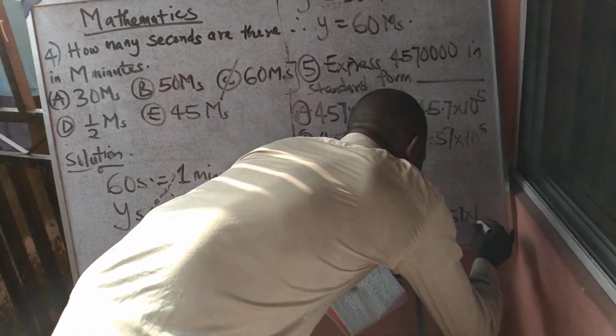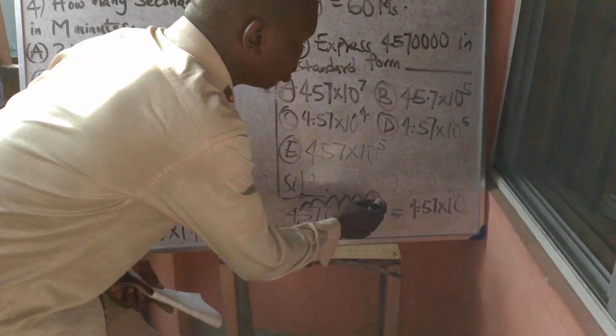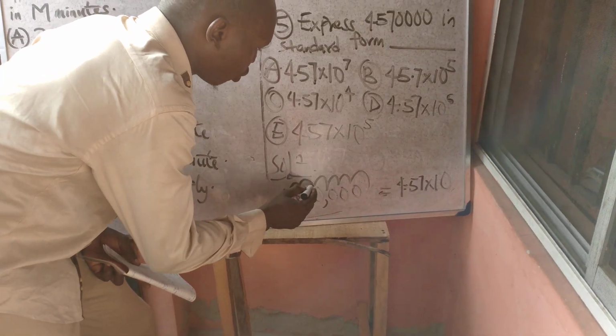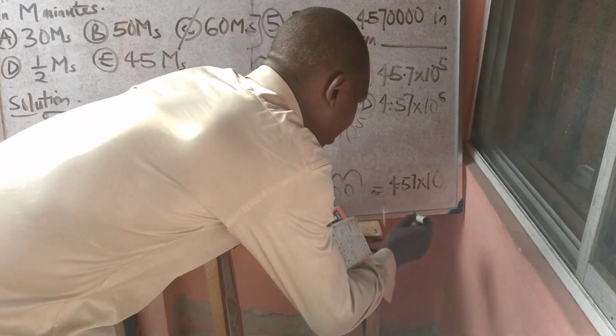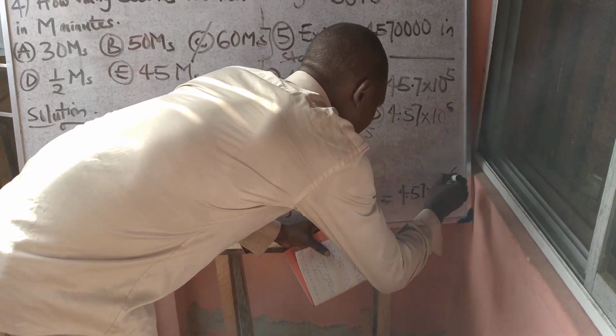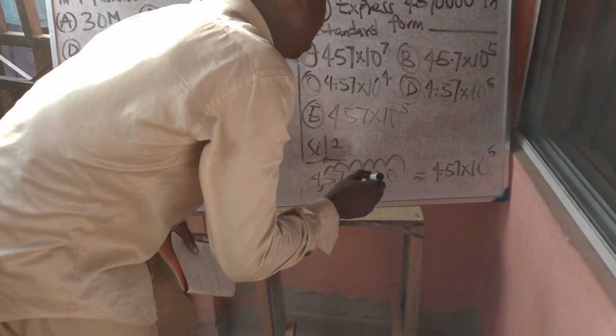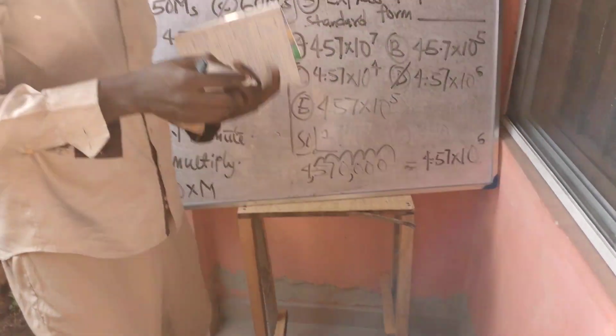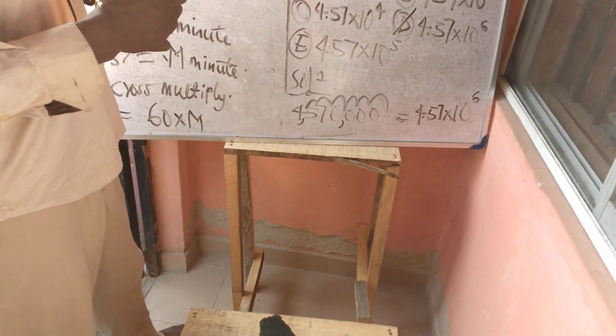So this then becomes equal to 4.57 times 10 raised to the power. How many times did we move? We moved 1, 2, 3, 4, 5, 6. Times 10 raised to the power 6. 4.57 times 10 raised to the power 6. The answer is option D, 4.57 times 10 raised to the power 6.